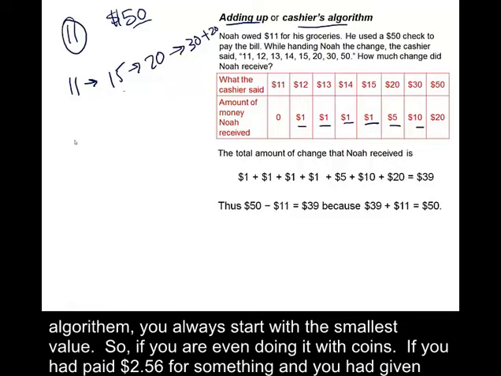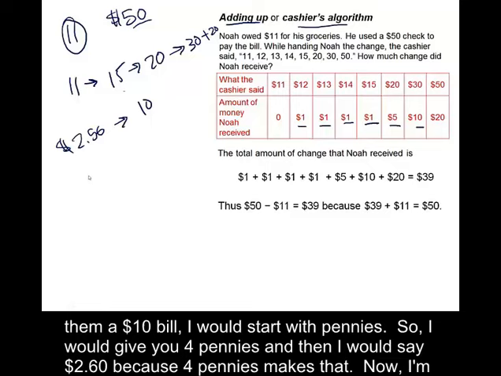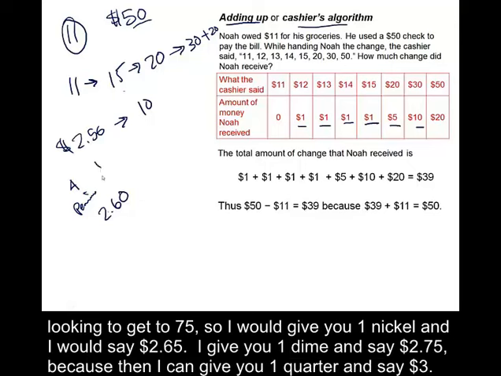So even with coins, if you had paid $2.56 for something and you'd given them a $10 bill, I would start with pennies. I would give you 4 pennies, and then I would say $2.60 because 4 pennies makes that. Now I'm looking to get to 75, so I would give you 1 nickel, and I would say $2.65. I'd give you 1 dime and say $2.75, because then I can give you 1 quarter and say $3.